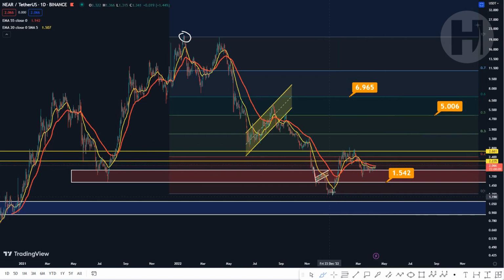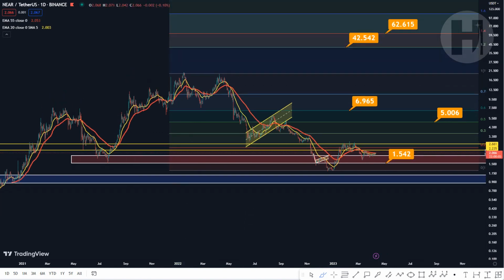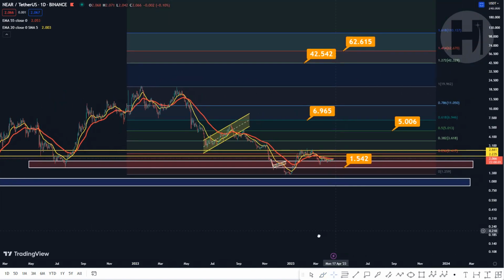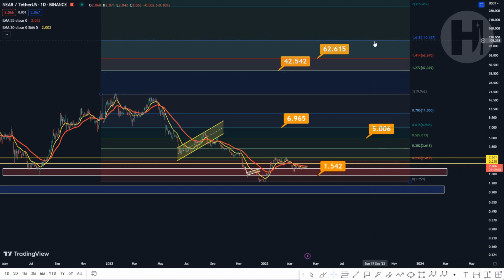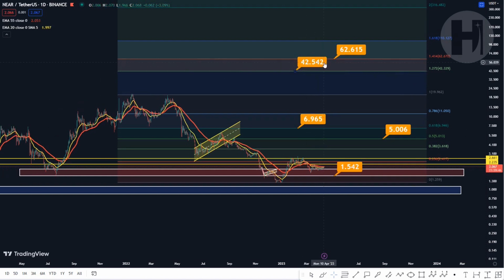So we have a swing low, which is our bear market bottom here, presumably, and the all-time high price printed in January last year. So the 1.618 is sitting all the way up here at $110. We have the 1.414 sitting at $62, and we have the 1.272, which is our minimal target, sitting at $42. So those are going to be our bull market targets.